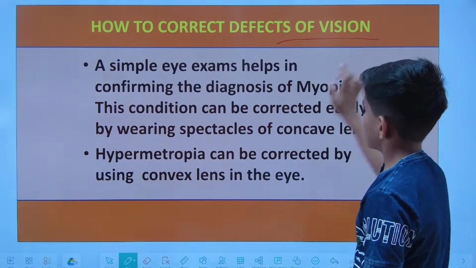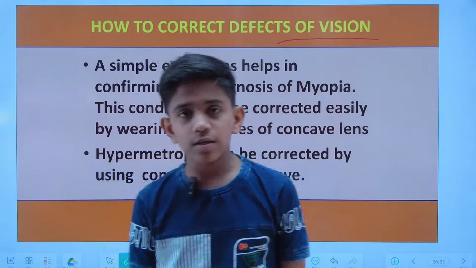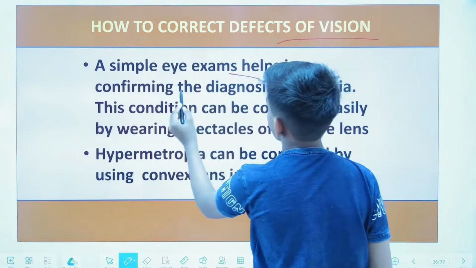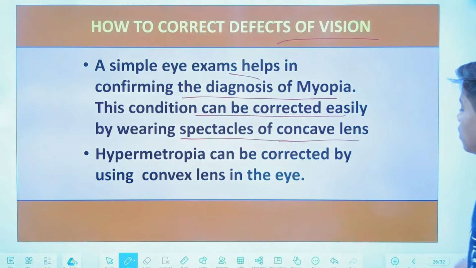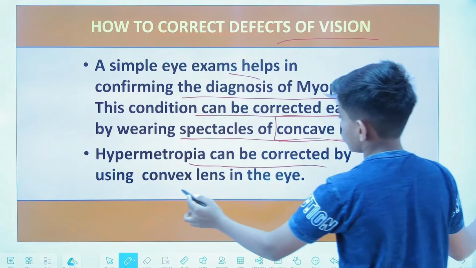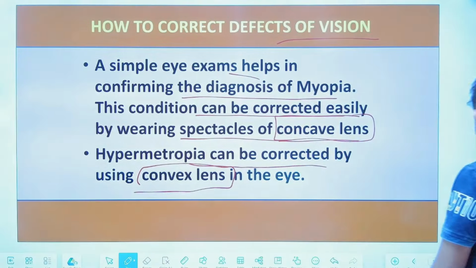How to correct defects of vision? Now there should be some treatment to correct the vision, right? A simple eye exam helps in confirming the diagnosis of myopia. These conditions can be corrected easily by wearing spectacles. A concave lens is given to persons having myopia, and hypermetropia can be corrected by using a convex lens in the eye.